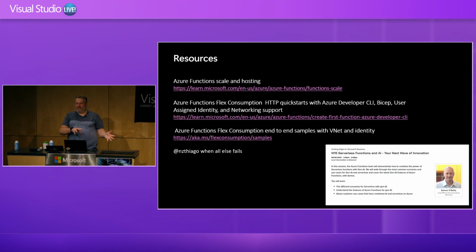And you can use what you learned today to both allow your functions with AI to scale and be secured with identity and networking. And then there's a few more links here. The documentation on scaling and hosting, and the quick starts that we have created. All of the latest quick starts that we built use Flex Consumption, AZD, Bicep, and they are using user identity and VNet. You can optionally not use the VNet, so it doesn't create the VNet, but if you enable it, then it puts everything inside the VNet as well.